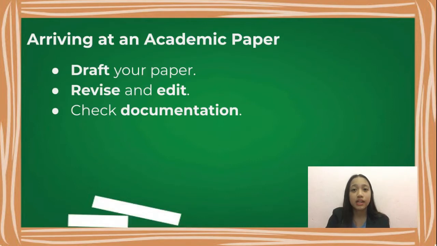After drafting, revise and edit. So during revising, you add, remove, or change information in order to improve your content. And during editing, you go over your words and sentences again and correct any errors in grammar, punctuation, or sentence structure. After revising and editing, check documentation. So this is very important. You need to cite your sources, make your citations and references in any academic paper. So do this to avoid any copyright issues and dishonesty in your work.